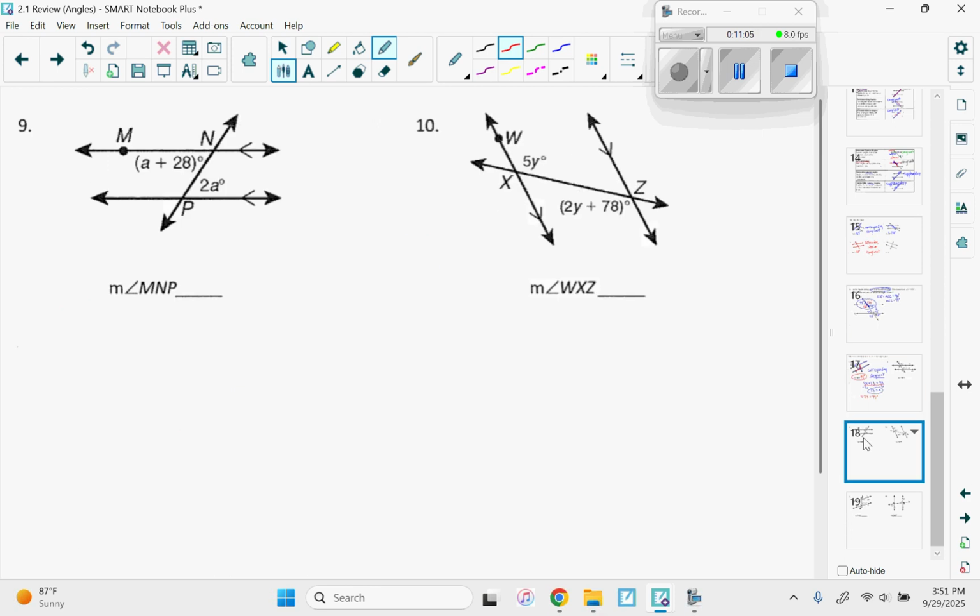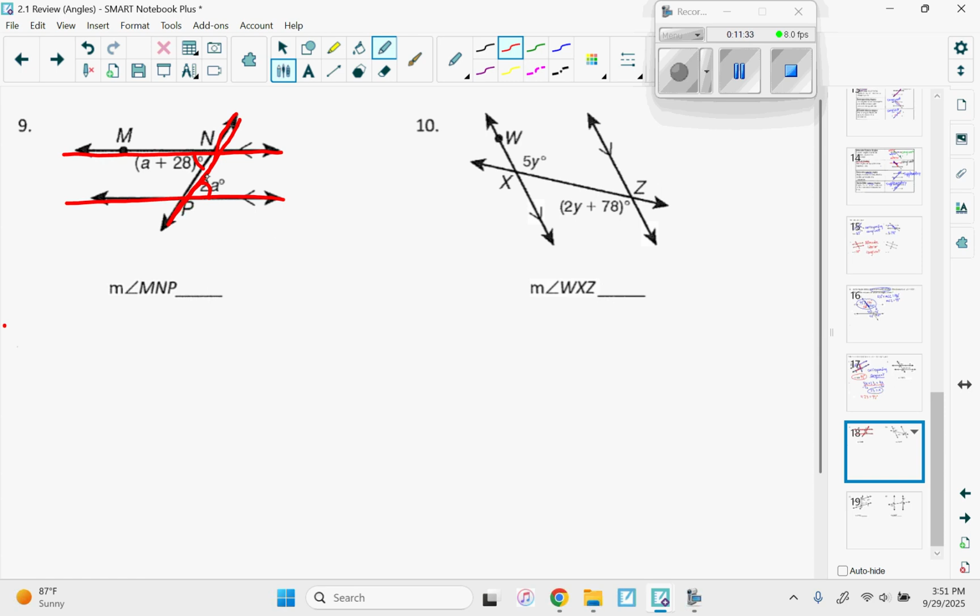Moving on, we're going to take a look here at number 9. Again, you can try number 10 on your own. Check the answer key on Google Classroom. I notice, again, parallel lines here. This is my transversal. And I notice my angles that are labeled, this angle and this angle, are on opposite sides of the transversal. And they're in between the parallel lines.